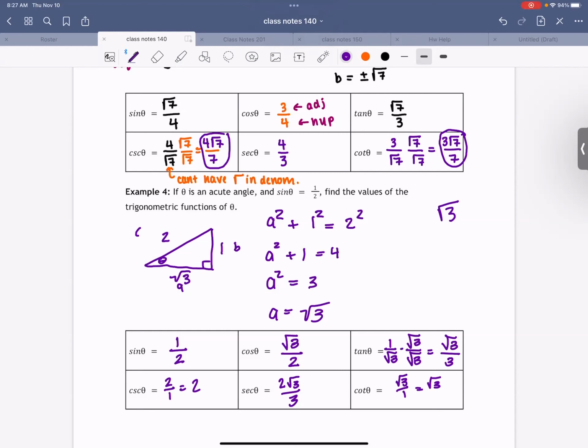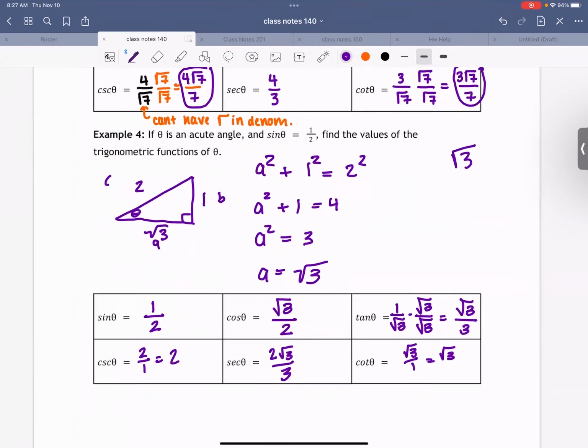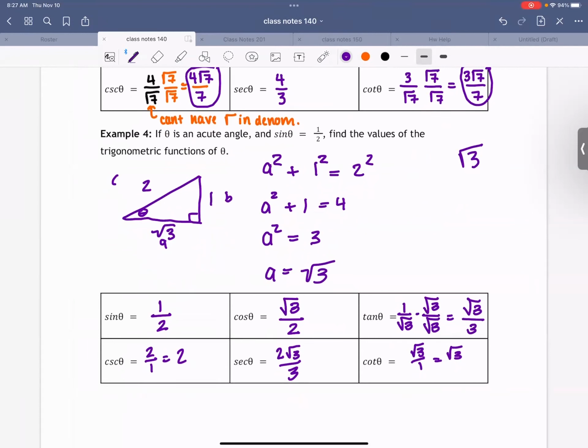All right, so let's come back to the front here. In this example, we're doing a different example where we're given what sine is instead of what cosine is. Let's just go through this one. Ainsley, do you want to talk through how you got the missing side length and things like that?